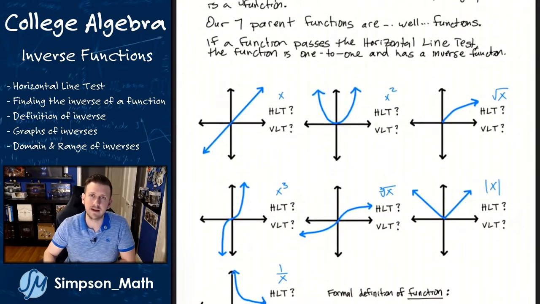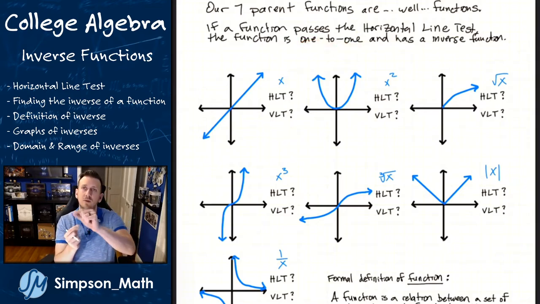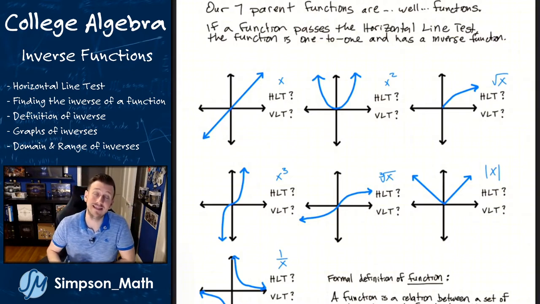Now, if I draw a horizontal line, and that horizontal line only passes through the function once, then it passes what we call the horizontal line test, and that means that function is a little special term called 1-to-1. That means every x goes to only one y, and every y goes to only one x. So it is 1-to-1, and then it has an inverse function.